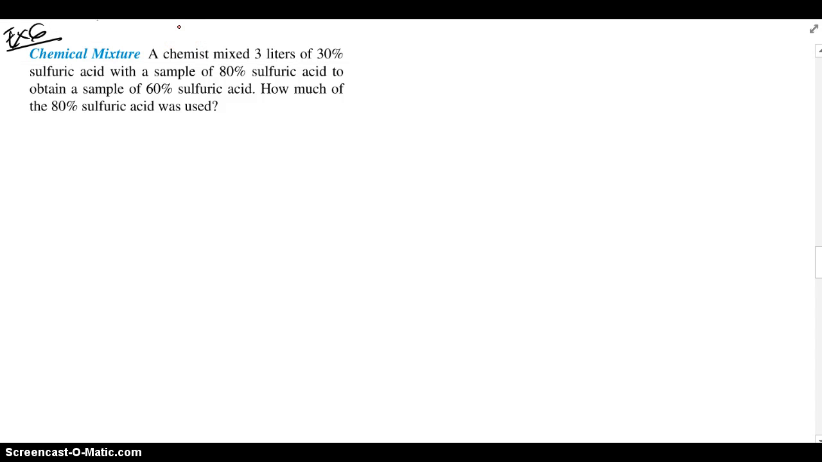Okay, so we've got a chemist who mixed 3 liters of a 30% sulfuric acid with a sample of 80% sulfuric acid to obtain a 60% sulfuric acid. How much of the 80% sulfuric acid was used? So we're going to try to draw a diagram of what's happening here.